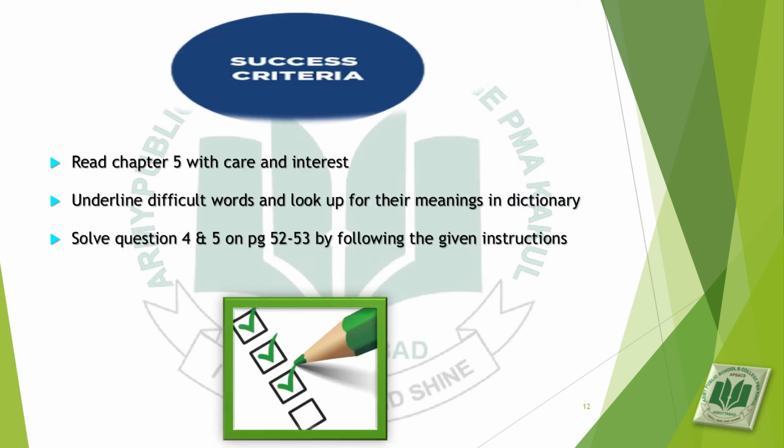Now let's see the success criteria. Read chapter 5 with care and interest. Underline difficult words and look up their meanings in the dictionary. Solve question 4 and 5 on page 52 and 53 by following the given instructions.